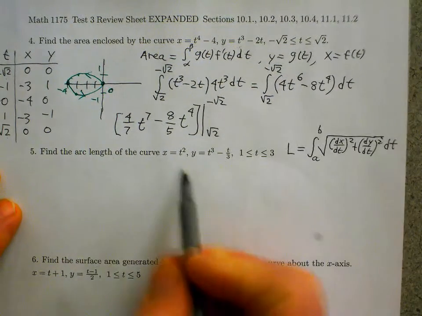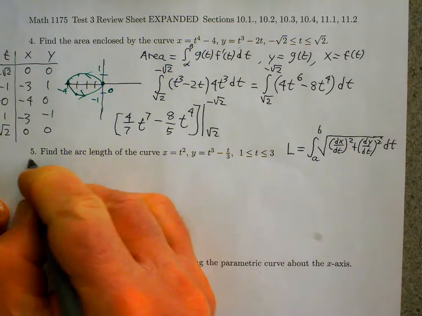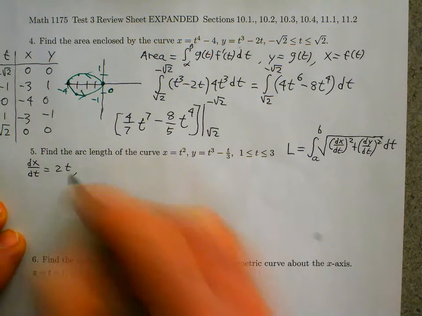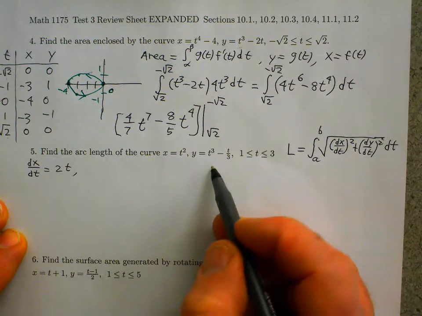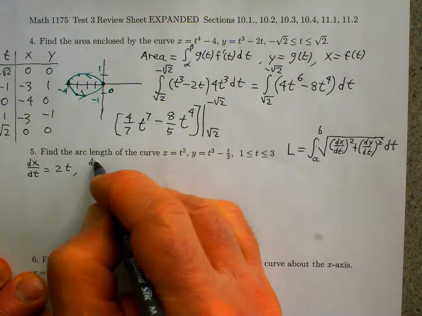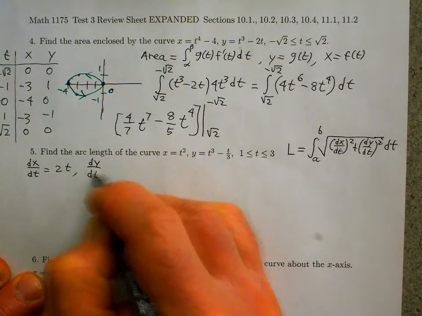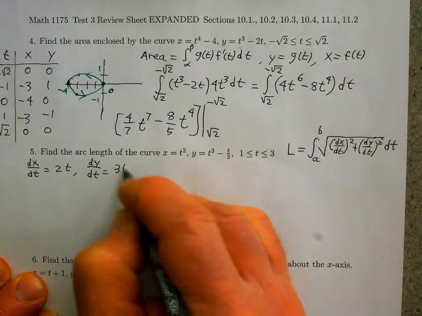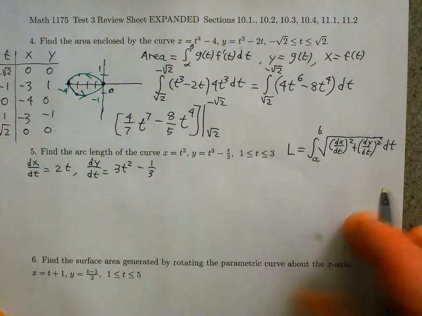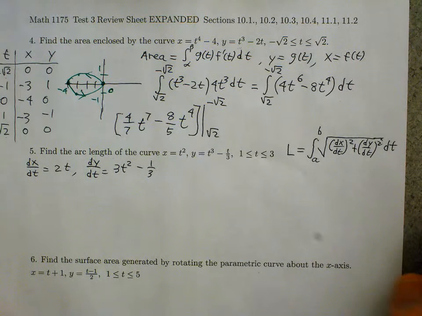Okay, so x is t to the second. So dx dt is 2t. Y is t to the third minus t over 3. So dy dt is 3t to the second minus 1/3. And then we're going to square both of those and then add them, then put them inside the square root.